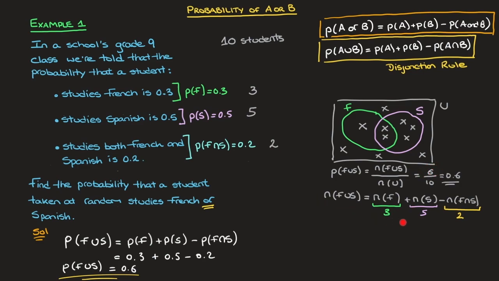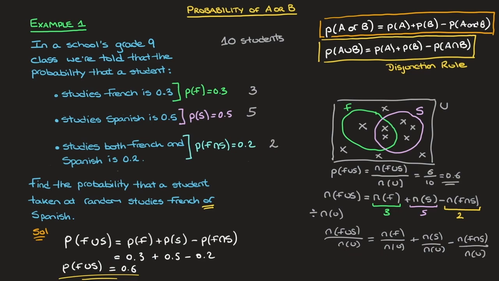Finally, to get from this result to the disjunction rule we have here, we divide throughout by the total number of students in the class, or rather the total number of elements inside the universal set. And so to be clear, I'm going to divide throughout by n of u, and so this becomes n of f union s over n of u equals n of f over n of u plus n of s over n of u minus n of f intersection s over n of u.